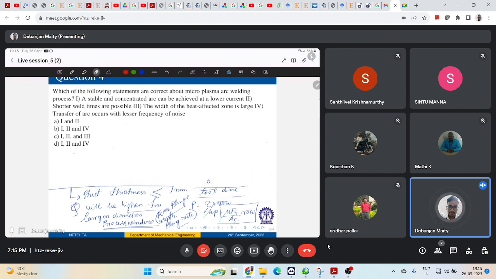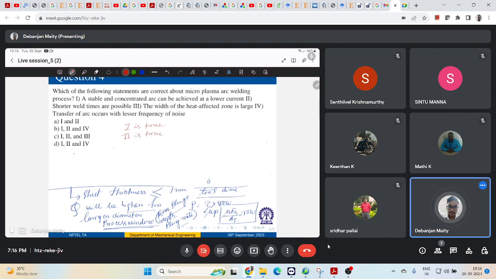What does it tell about? Which of the following statements are correct about microplasma welding? A stable and concentrated arc can be achieved at a lower current. This is true. One is true. Then two says shorter weld times are possible. Two is also true.